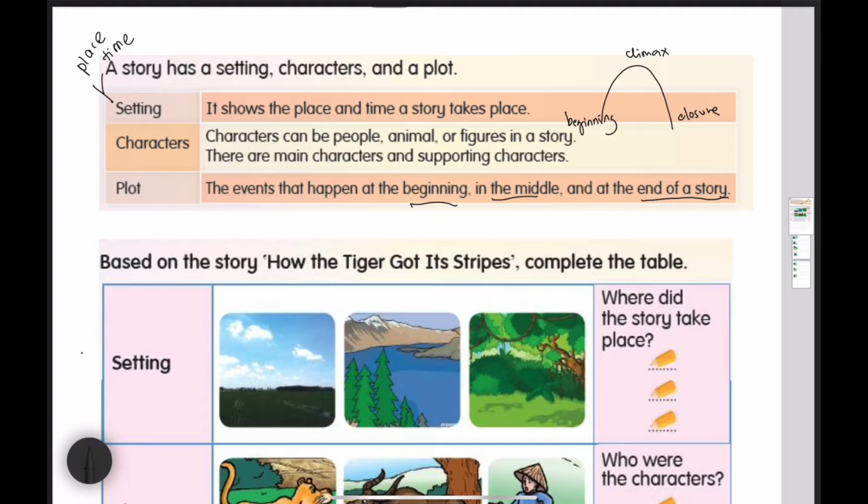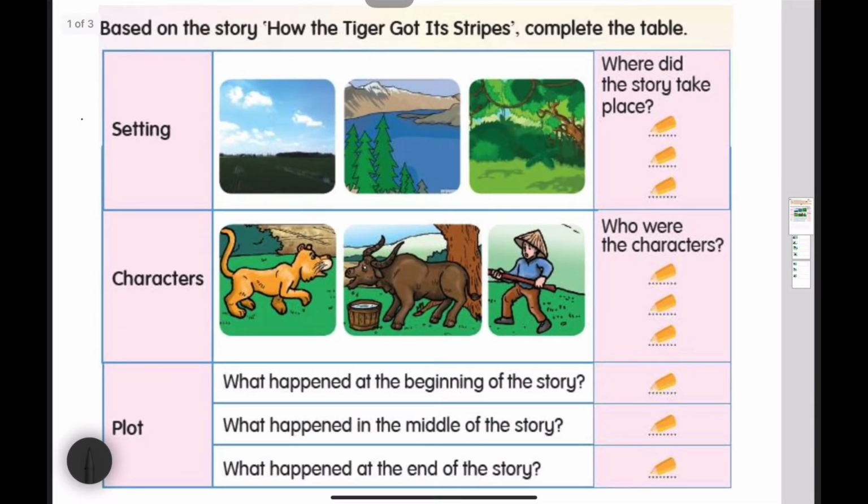Okay, so moving on. Based on the story How the Tiger Got Its Stripes, complete the table. So setting. Here they have already given you the clue for your answers. I think it's very easy. So here we have, what is that? That is the paddy field. And then we also have, what is here? Can you fill it in on your own? And who were the characters? So there are three main characters: the tiger, the buffalo, and the human or the farmer.